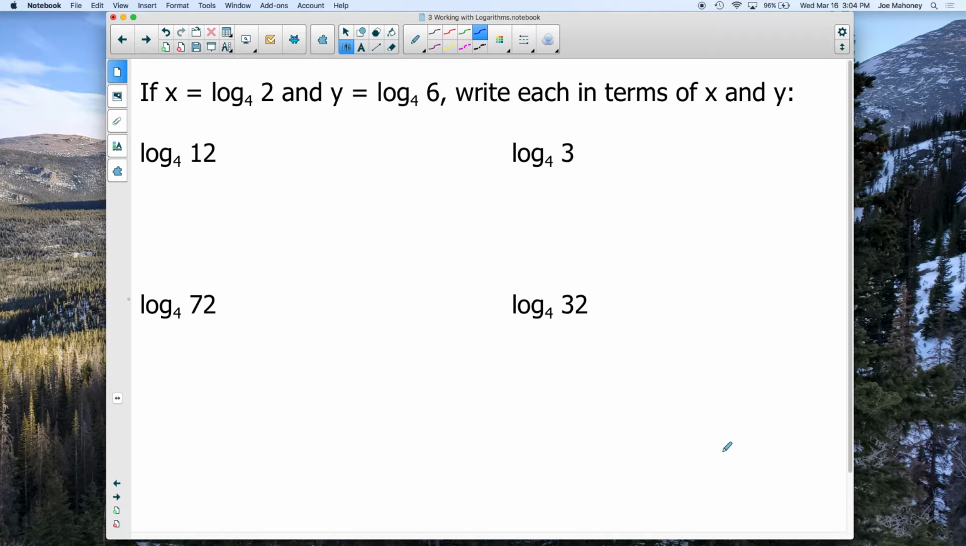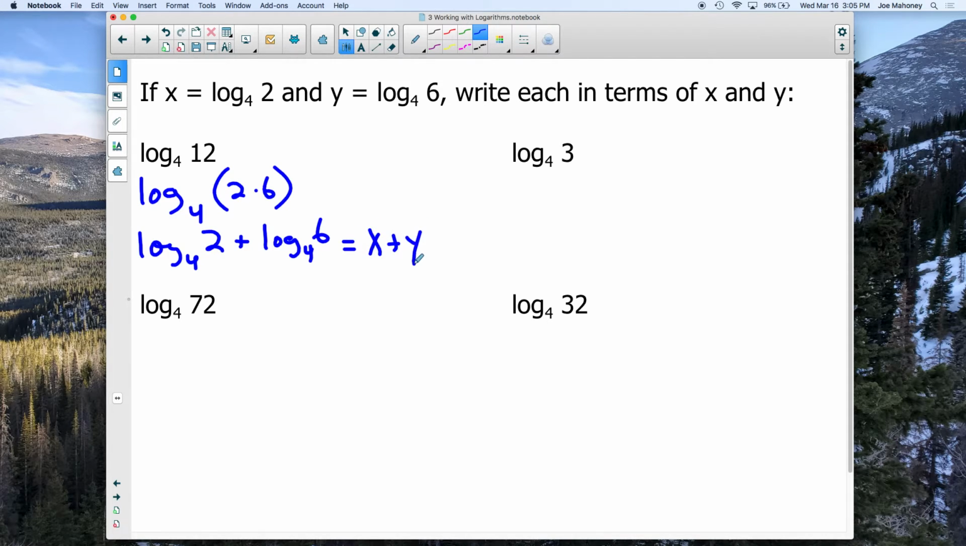All right, so I'm looking at this 12 and I'm thinking, can I take a 2 and a 6 and make a 12? I sure can. Let's write this as the log of 2 times 6. So this means then it's the log of 2 plus the log of 6. Now, I know that x is equal to the log of 2, y is equal to the log of 6 when we're in base 4. So we're going to write this answer then as x plus y. Pause the video, finish the other 3 if you haven't done so.